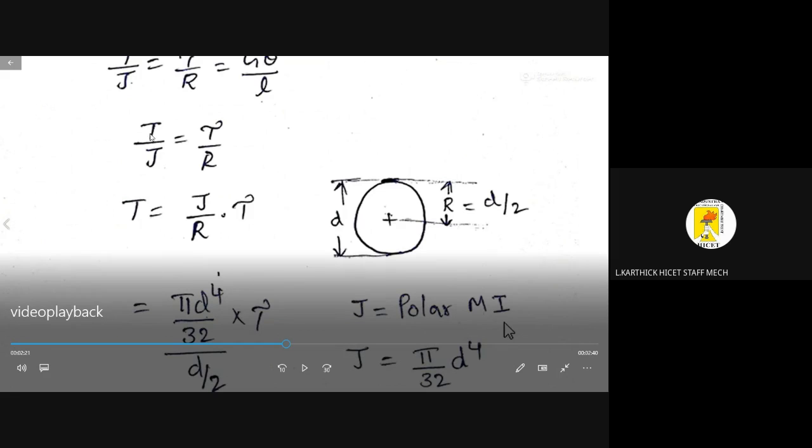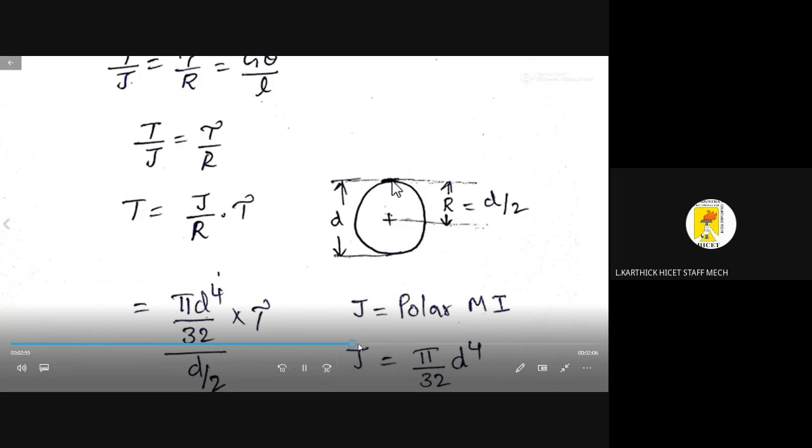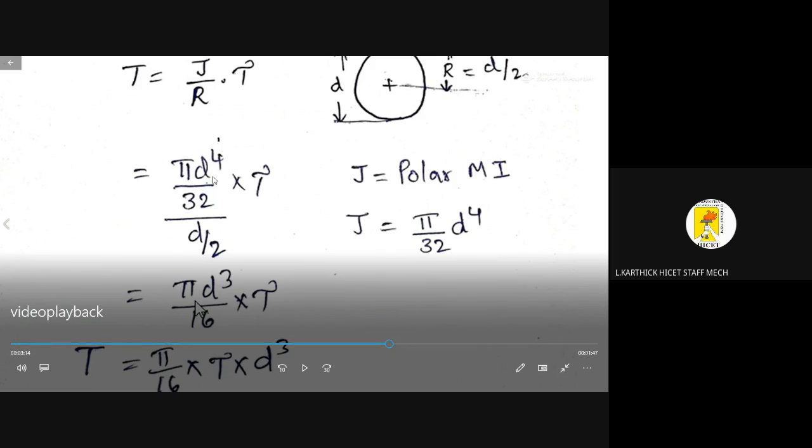If you're using T by J equal to tau by r, see here that this is a circular shaft of diameter d, and r is the radius, so d by 2. Replacing r here as d by 2, we already know J. We hold T on the left hand side and move J to the right hand side, J by r into tau. So T equal to pi d power 4 by 32 into tau by d by 2. Here d power 4 and d get cancelled, so d cube will be available, and 32 and 2 give 16. So torque T equal to pi by 16 into tau into d cube.